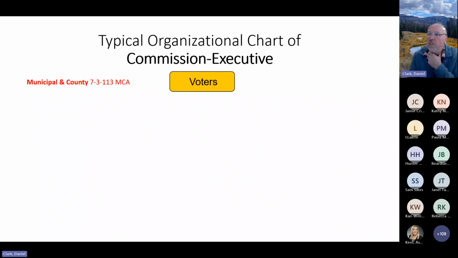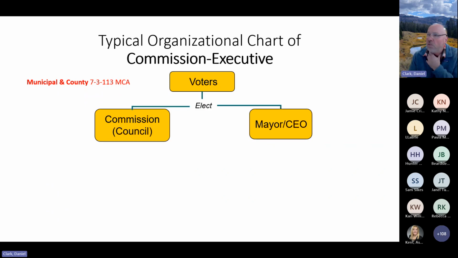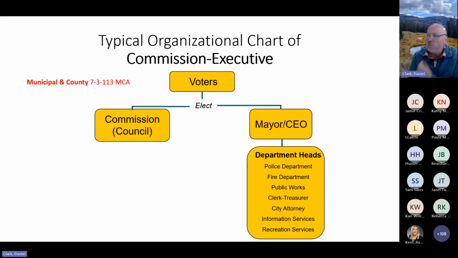So here in the red is the recipe, and this is how it's structured, where the voters elect a commission and a mayor. And the mayor then is responsible for hiring the department heads and administering the day-to-day operations of that municipality. And the commission consents to the appointment of those department heads. So the mayor appoints with the consent of the commission. That's the commission executive form in its very rough graphic.